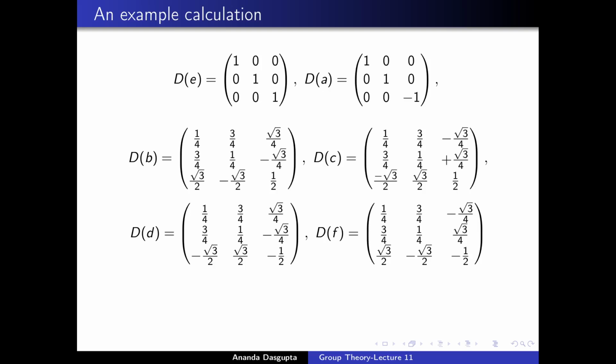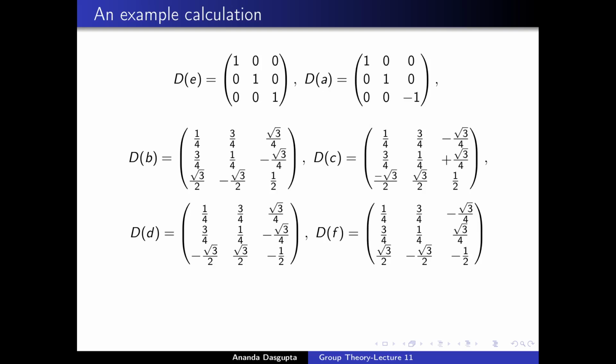And as you can easily check, these matrices are not unitary, at least not all of them are. Obviously, the identity matrix is unitary, so is the matrix dA, the representative for the A reflection, but the other matrices actually are non-unitary in this case.